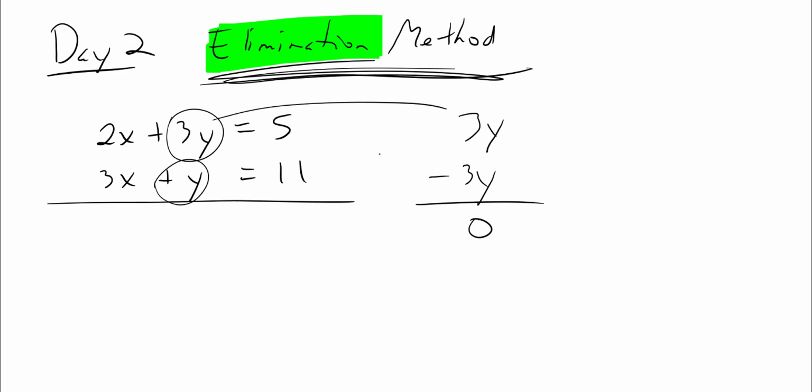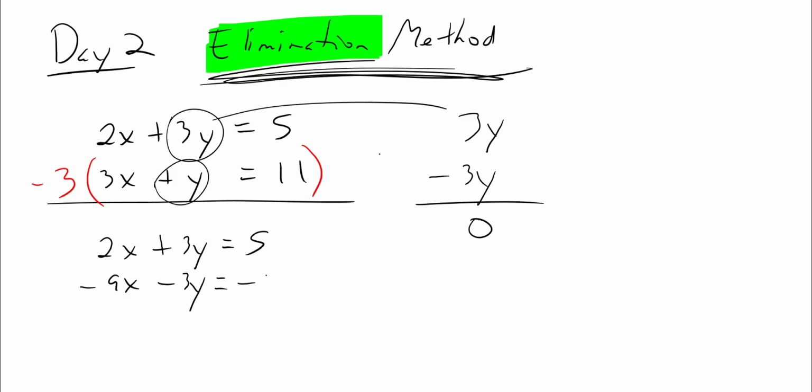3y minus 3y is 0. So what do I multiply this equation by to get that to be negative 3y? I multiply the entire equation by negative 3. You have to multiply everything by negative 3, not just the y. So watch what happens. The top equation is 2x plus 3y equals 5. In the bottom equation, I get negative 9x minus 3y equals negative 33. If you need to use your calculator, that's good. Negative 3 times 11 is negative 33.